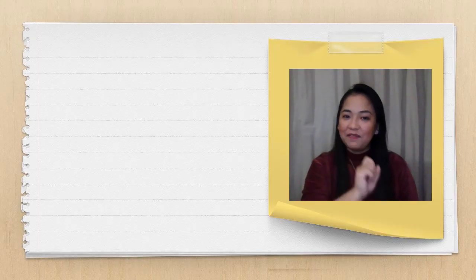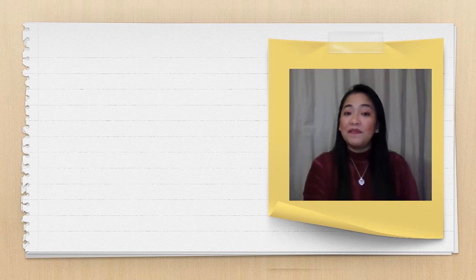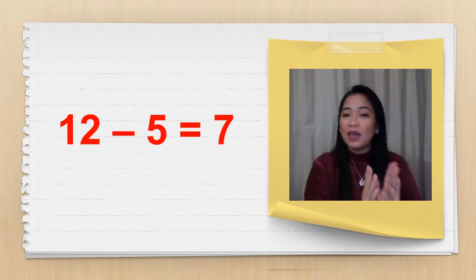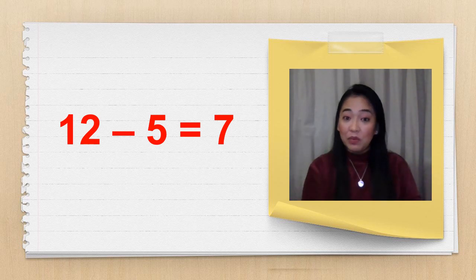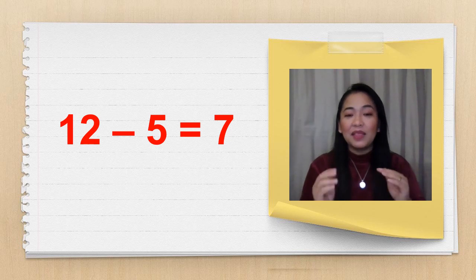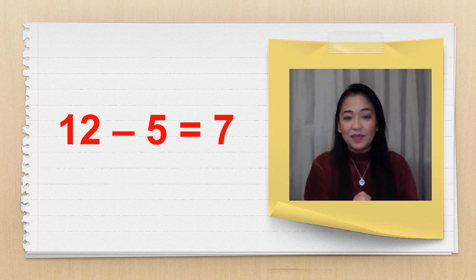Aha! I have figured it out. First, there were 12 candies. I was left with 5 candies. Therefore, I ate 7 candies. 12 minus 5 equals 7. Thanks to this strategy. And thanks to you, children.